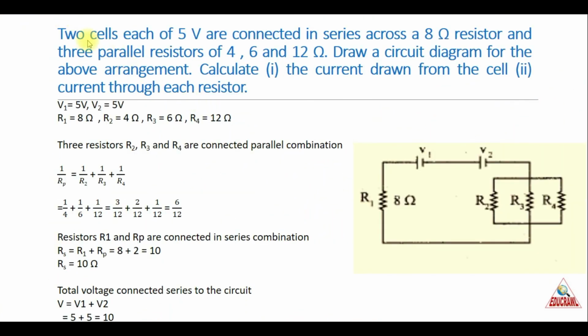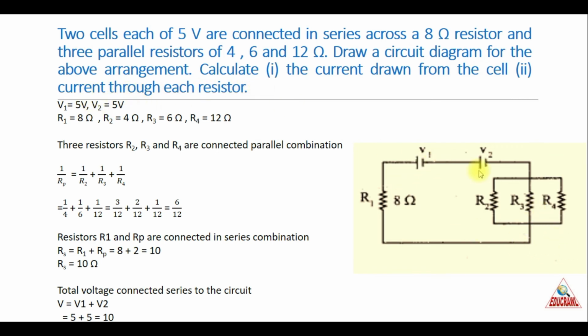The next problem. Two cells each of 5 volt are connected in series across the 8 ohm resistor and 3 parallel resistors of value 4, 6 and 12 ohm. Draw a circuit diagram for the above arrangement. Calculate the current drawn from the cell and current through each resistor.